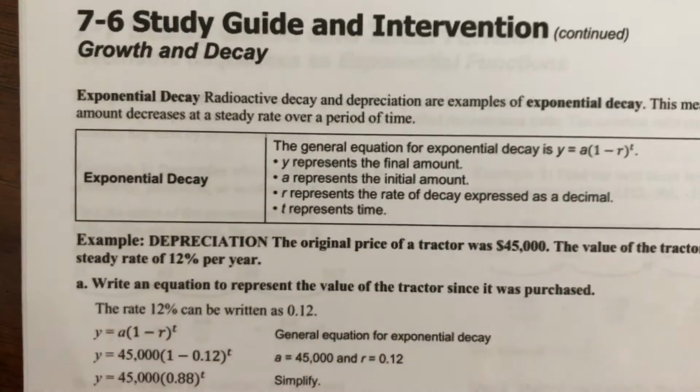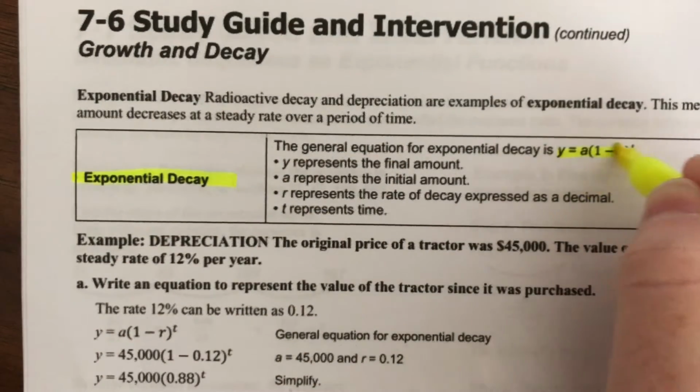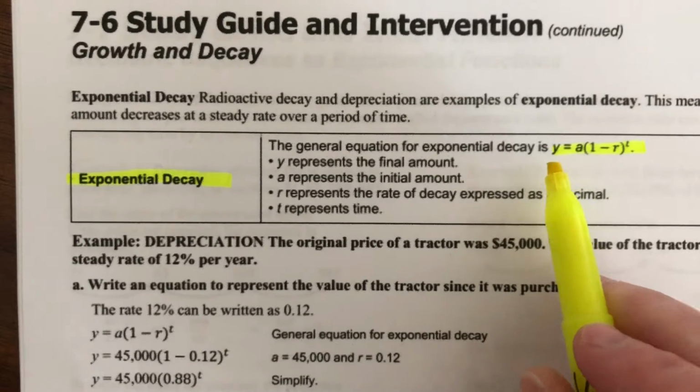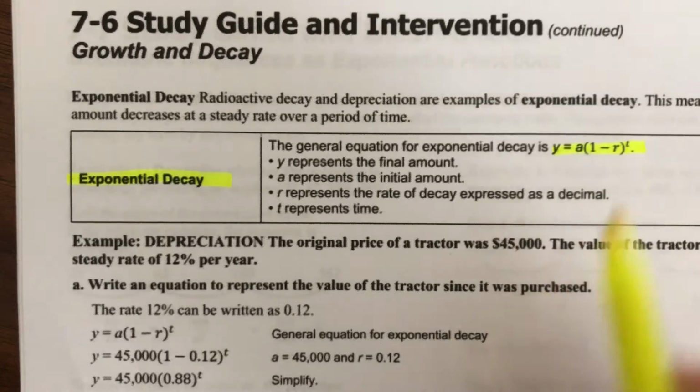This video is a continuation of growth and decay. In the last video, we talked about exponential growth, so now we're going to focus on exponential decay. And the good thing here is that they're actually very, very similar. There's one tiny difference in the formula, and it is just a minus sign. So for exponential growth, we used y equals a times 1 plus r to the t power. Now for exponential decay, it's 1 minus r.